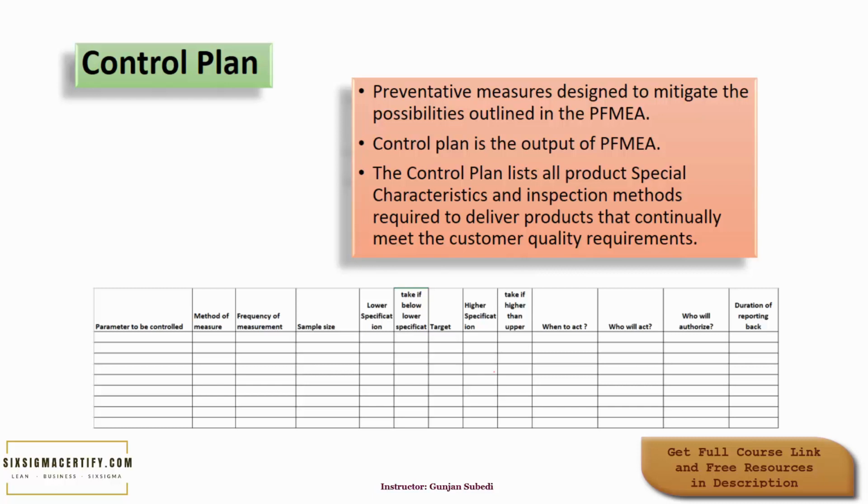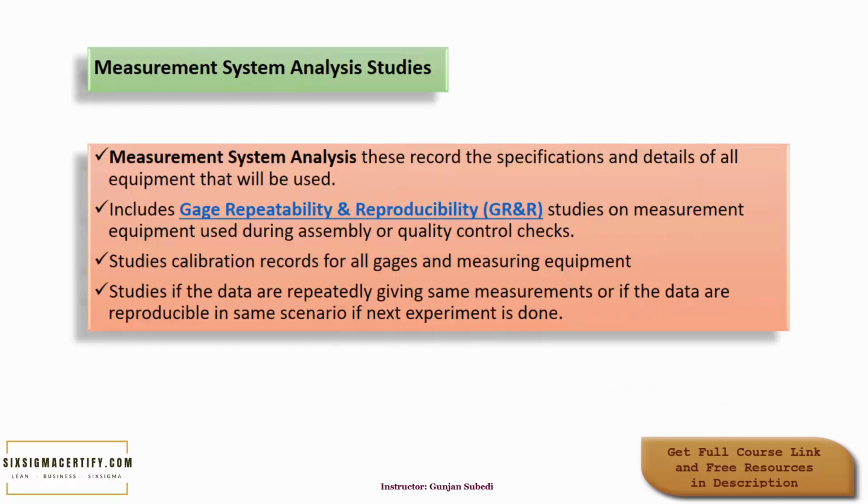The control plan lists all the product special characteristics and inspection methods required to deliver products that continually meet the customer quality requirements. Measurement system analysis studies. Measurement system analysis records the specification and detail of all the equipment that will be used. Measurement system analysis also includes a term called gauge repeatability and reproducibility, or gauge R&R, which studies the measurement equipment used during assembly or quality control checks. It also includes the calibration records for all the gauges and measuring equipment.